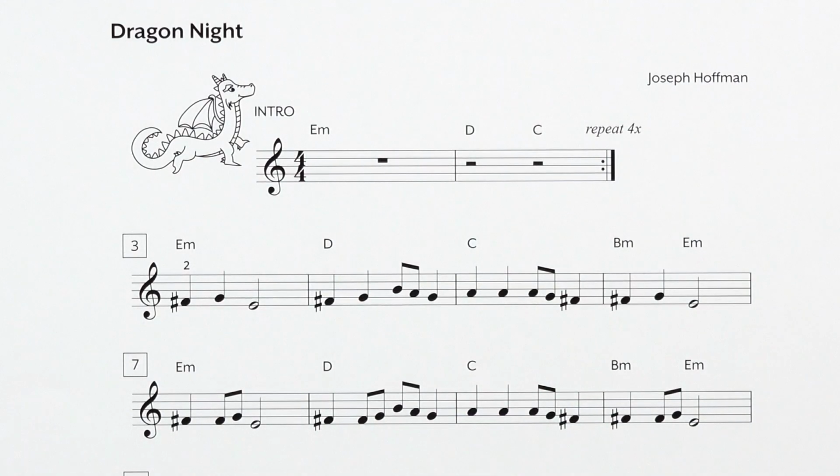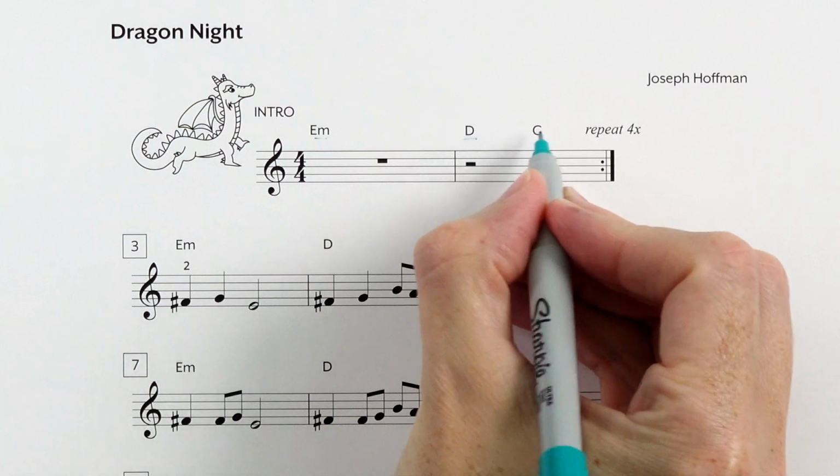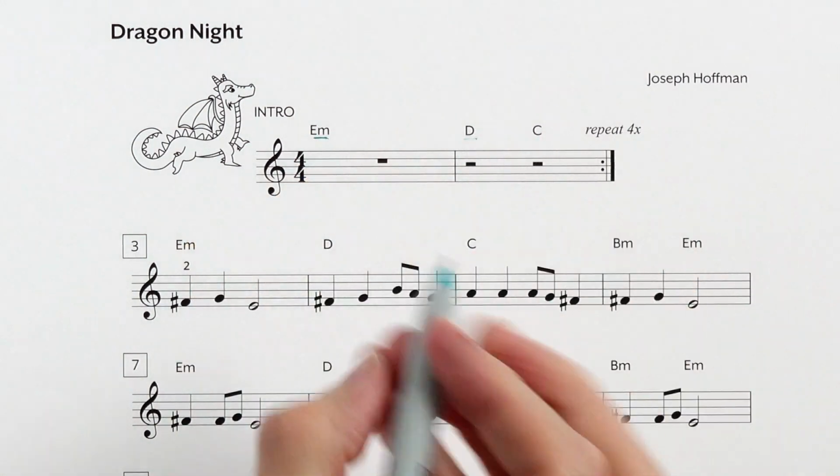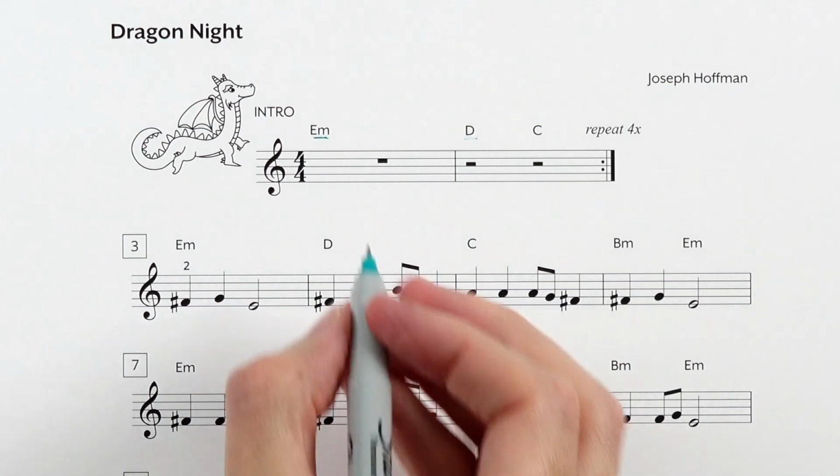Here's the sheet music for Dragon Knight. Take a look, and what do you notice? You might have noticed these chord symbols in the music today. The chord symbols we will look at in a later lesson, so we can kind of ignore those for now.